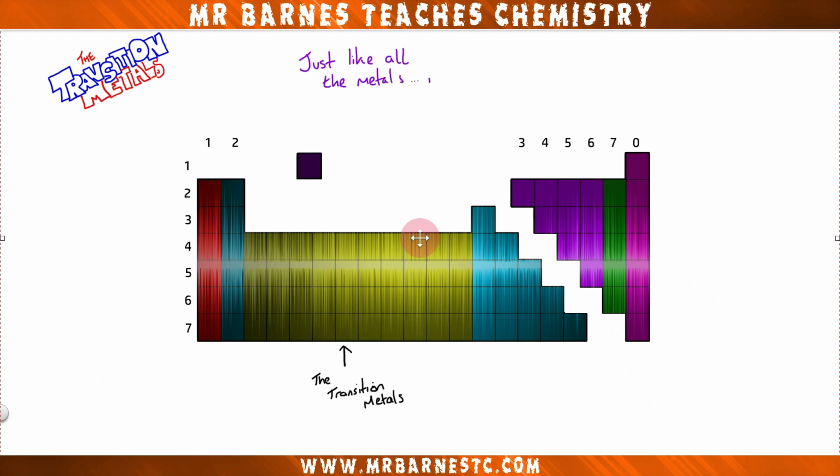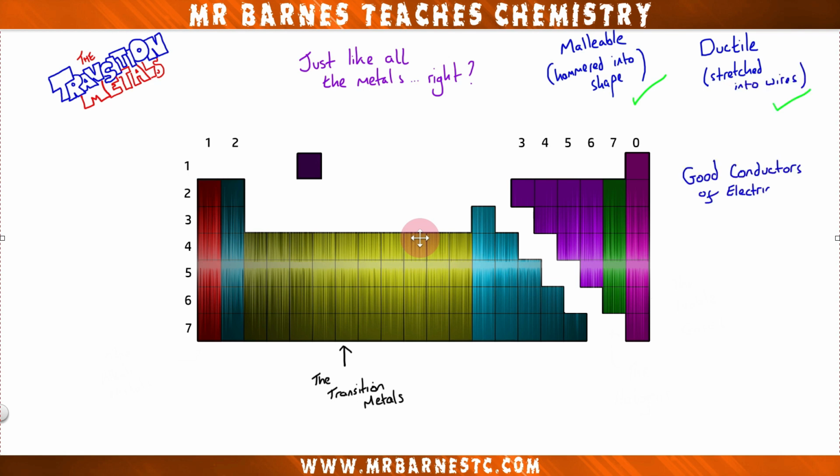Now surely it's just like all the normal metals, right? Well, almost. They're malleable, which means they can be hammered into shape. They're ductile, which means they can be stretched into wires. They're good conductors of electricity, and they're shiny when polished, just like all metals.